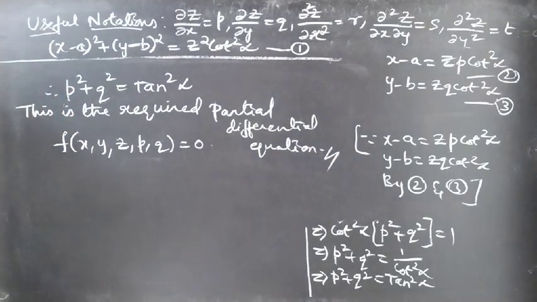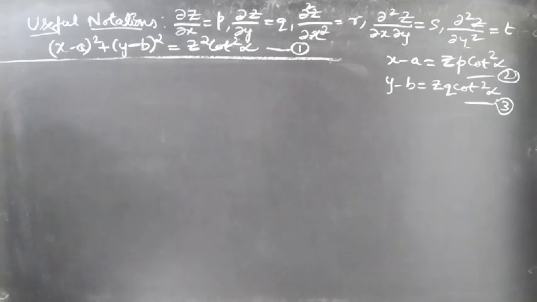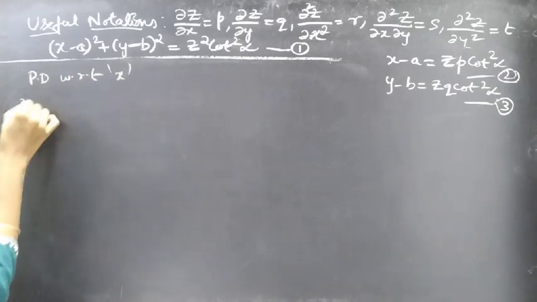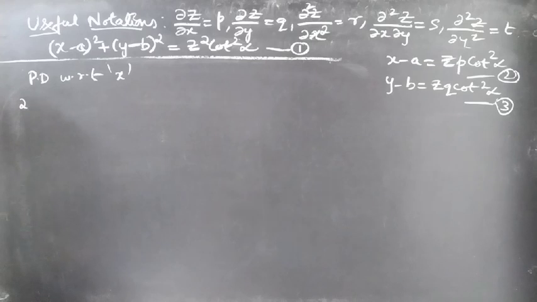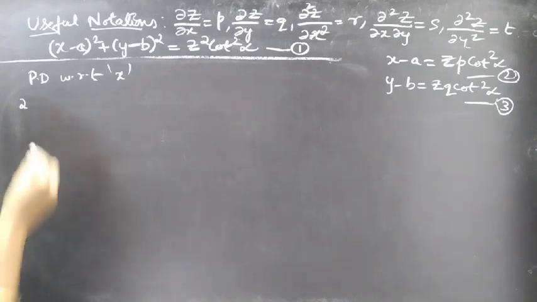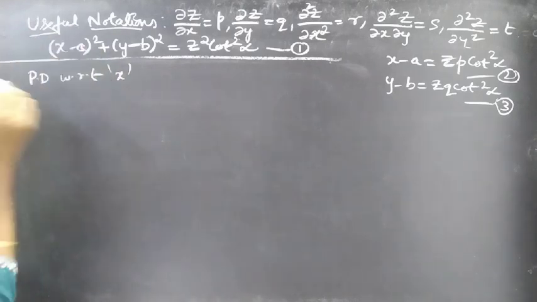This completes the problem. We have finished the problem. Now we are going to see how we'll partially differentiate 1 with respect to x and y without increasing the number of steps. Firstly, I'll partially differentiate with respect to x. Since it is x, y will be treated as constant, and we know that z is a function of x and y, and here cot square alpha is constant. That we have to know, right? Now we'll just partially differentiate 1 with respect to x.